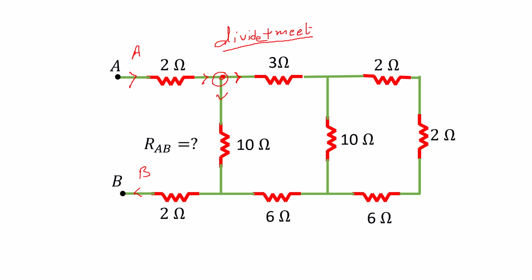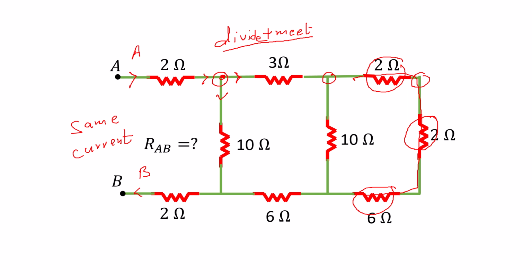And if the same current flows through the resistances, those resistances are in series. Okay, the current divides here at this point, and the current through this 2 ohm resistance and these 2 ohm and 6 ohm resistances is the same. That means the same current flows through these 3 resistances. That's why these 3 resistances are in series.